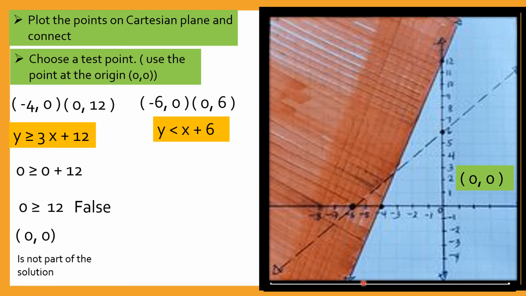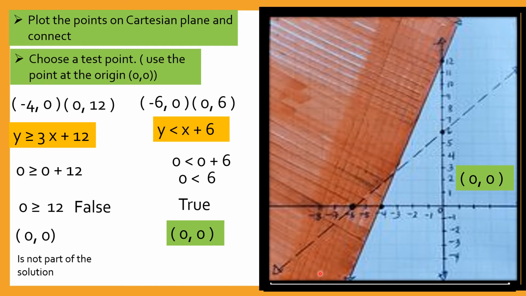So, again, gagamit tayo ng test point. So, 0, 0 ulit gamitin natin. So, palitan na natin yung y and x ng 0. So, here we have 0 is less than 6, which is true. Which means that the solution or the ordered pair 0, 0 is part of the solution set. Ibig sabihin, lahat ng mga points na makikita sa side na to ay part ng solution set.